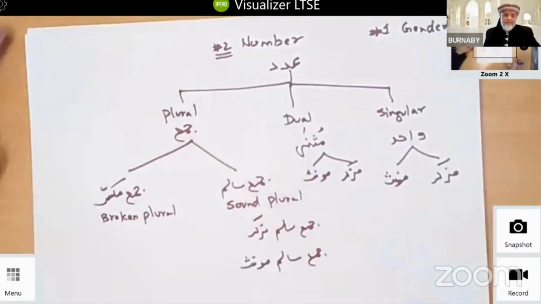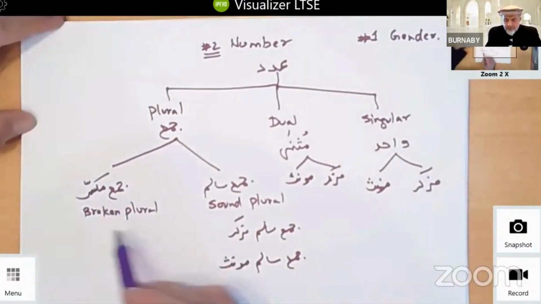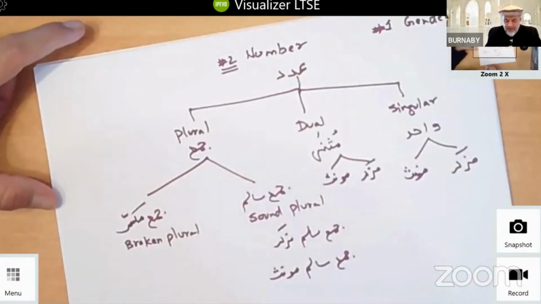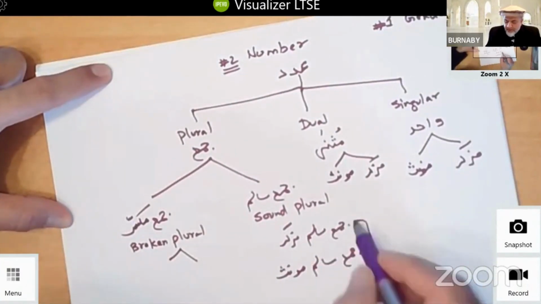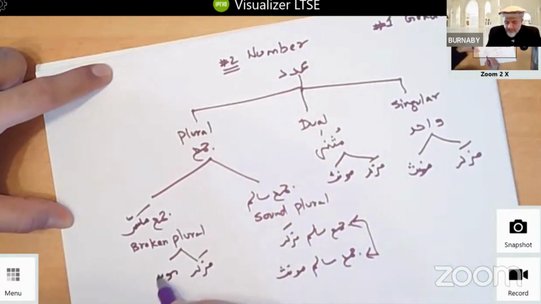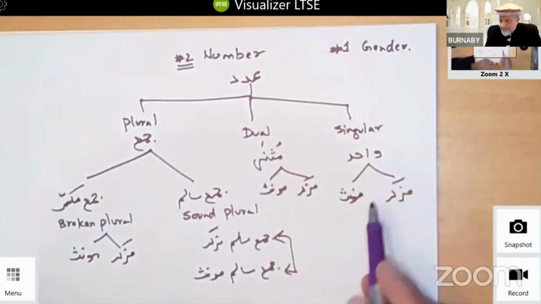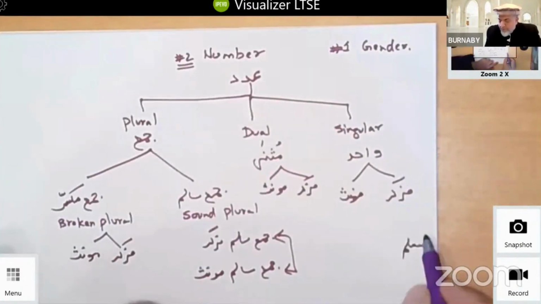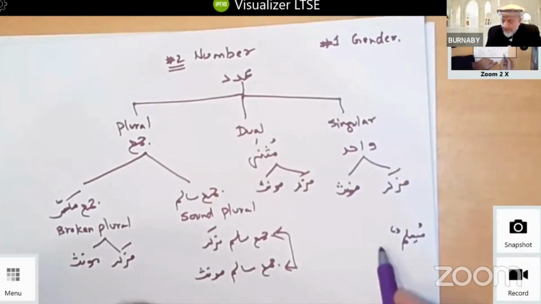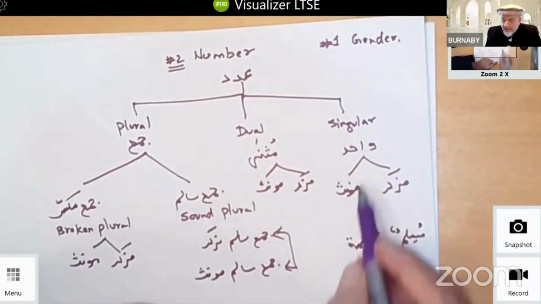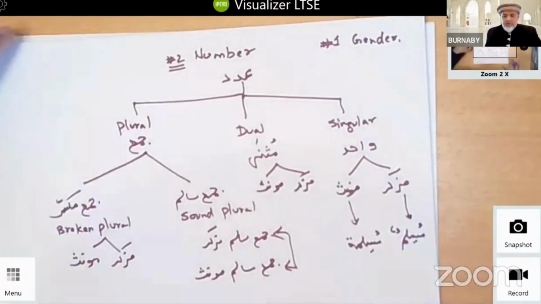Agree? Now in the broken plurals, we also have Jama, Muzakkar and Muannas, but we don't have this category separated by two genders like this. So if we take an example, if I say Muslimun, is it Muzakkar Wahid? Yes. If I say Muslimatun, is it Wahid Muannas? Right? So far, this shouldn't be difficult, right?